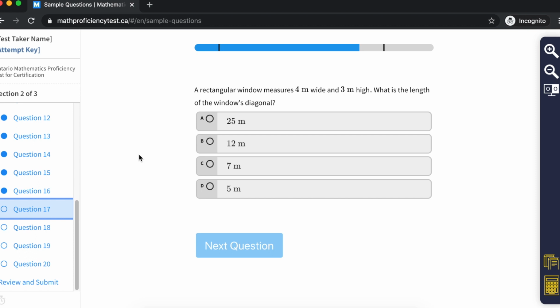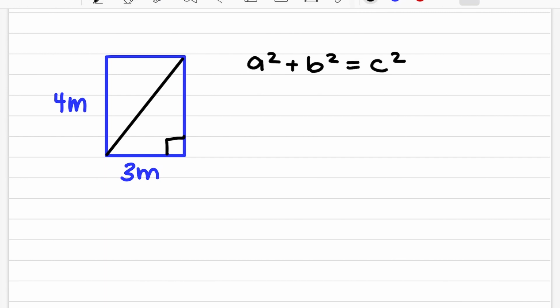Okay, so we have our window that's 4 meters high and 3 meters wide. And what we want to know is this diagonal. What is the length of this diagonal? So we're going to use Pythagorean theorem to figure this one out, because we can see that this is a right angle triangle. So Pythagorean's theorem says a squared plus b squared is equal to c squared. And what that means is that if a is the length of one side, b is the length of the other, then c is the length of the hypotenuse or the diagonal that we're looking for.